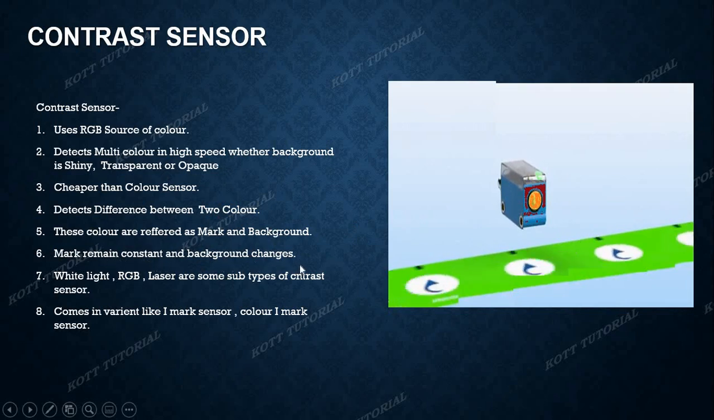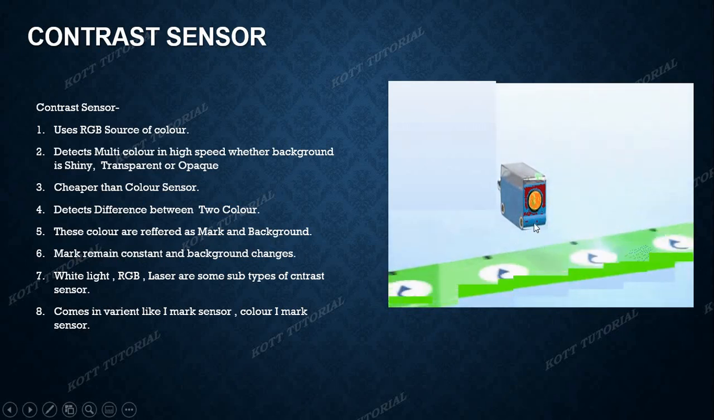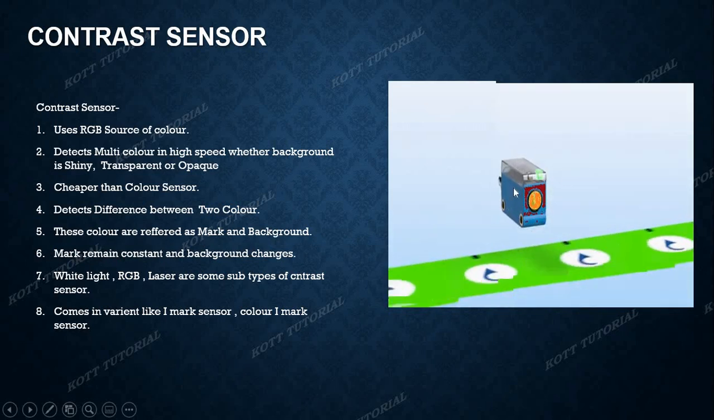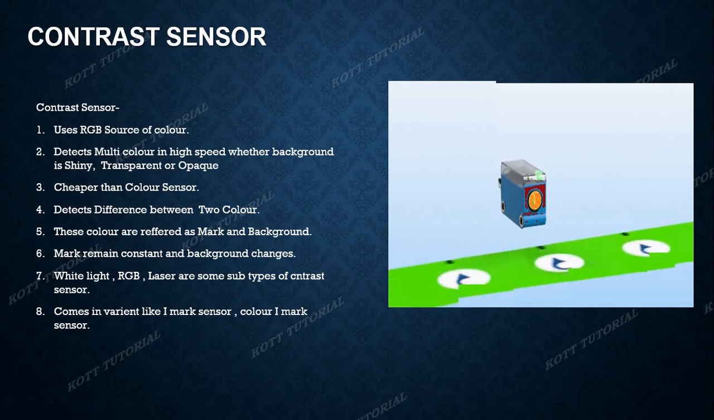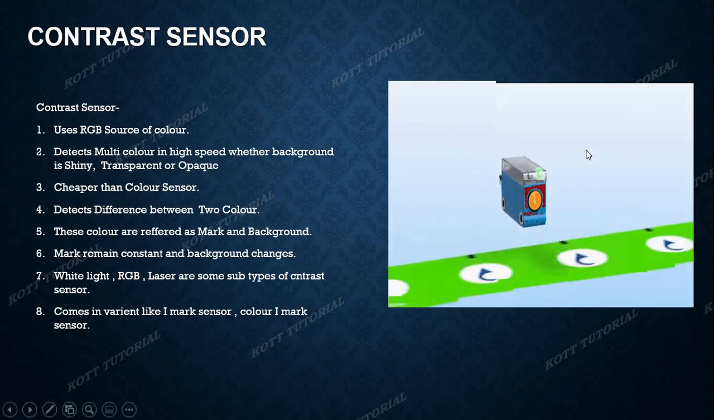Mark remains constant, background changes. See, in this sensor we always teach the mark. This mark is taught in this sensor. So even if the background color is changing, it will not affect the performance of the sensor.